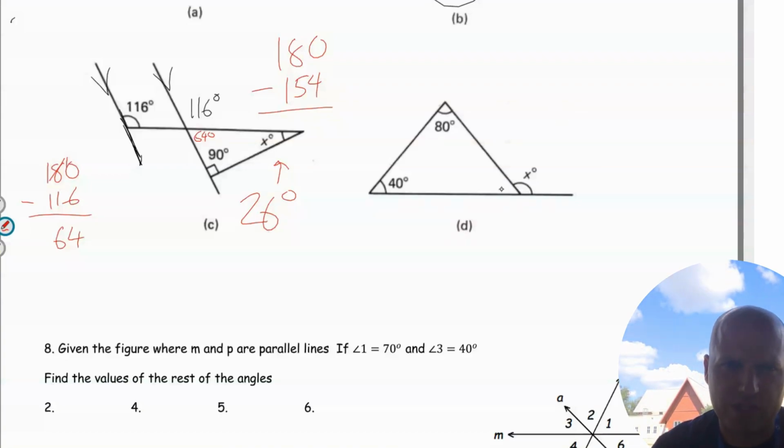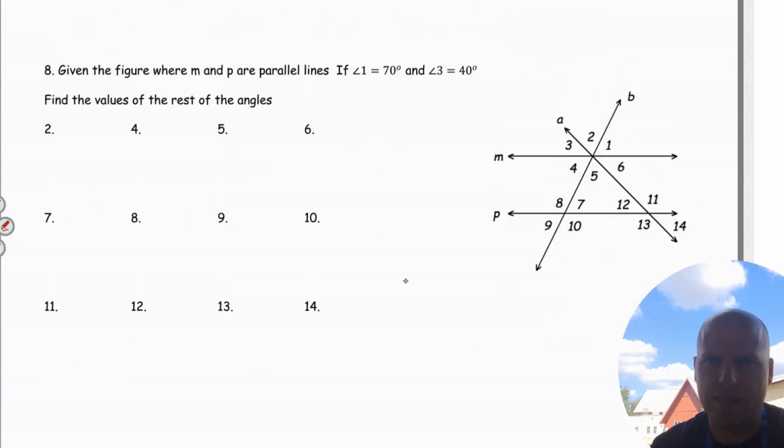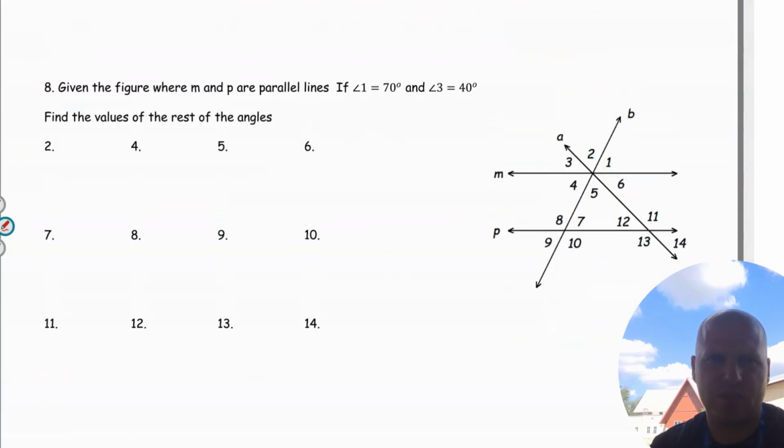What about this? Kind of the same deal. 40 plus 80 is 120. This must be 60. If this is 60, this has to be 120. This is why we say that this angle actually equals these two angles added together. All right, last ones. Let's hunt for some angles.